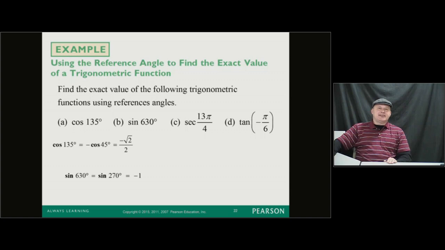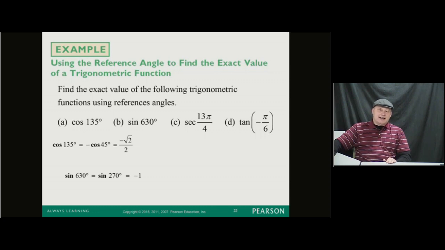Now, the sine of 630 degrees is the same thing as the sine of 270 degrees. That's just because I didn't want to deal with an angle that big, so I used a coterminal angle. I subtracted 360 off of that and take the sine of 270. Now 270 is the negative y-axis. Remember, negative 90, 180, 270 is the negative y-axis. And since it's sine, it's the y-coordinate, and so it's negative 1.